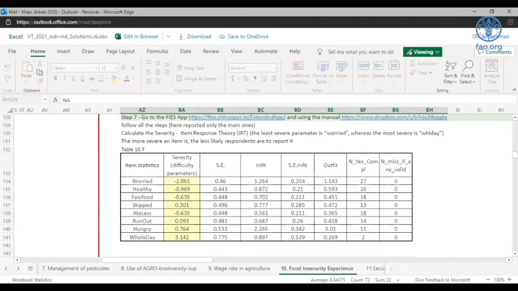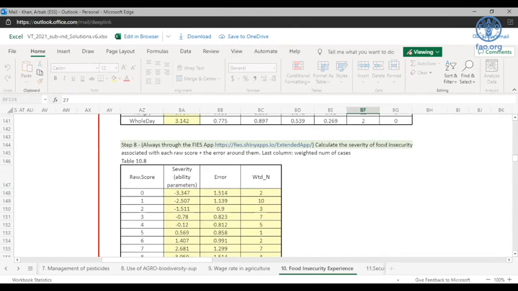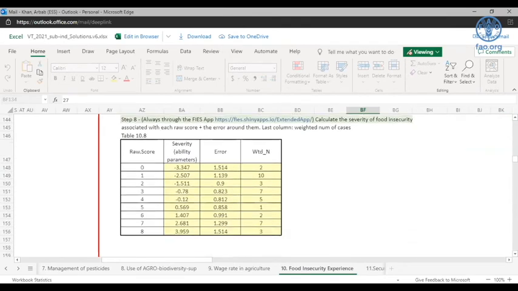we input this information to the model and the model helps us estimate the difficulty parameters, the standard errors, the infits and the outfits, and the number of cumulative cases, missing or valid. And then we calculate the difficulty parameters as well as the raw score, the ability parameters or the respondent parameters, and the standard errors. Okay, so the model will help us estimate all these.